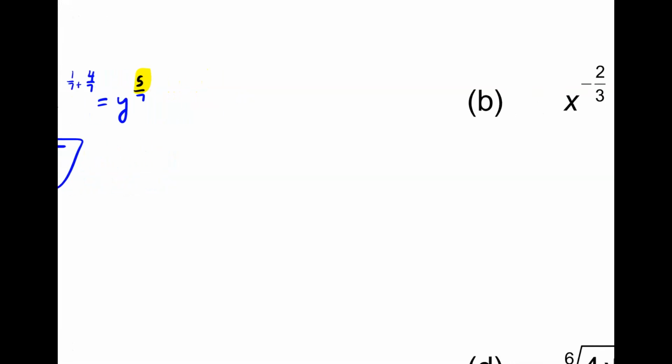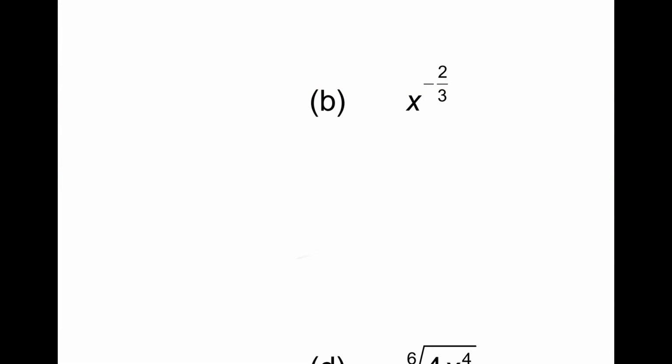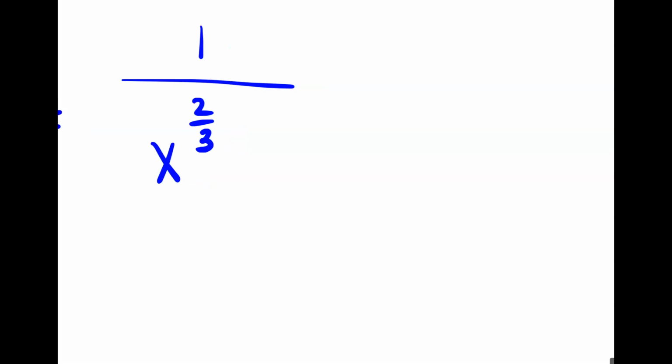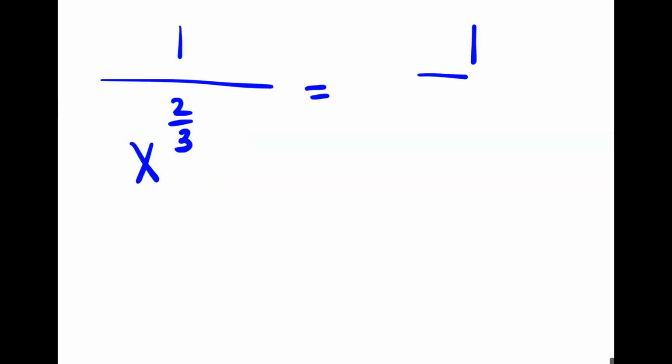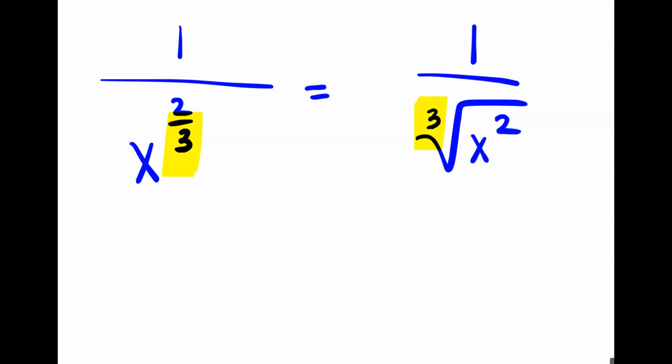All right, let's try B. So we're trying to simplify this. First, ooh, I got a negative exponent. What do I need to do? Put it under 1. Okay, so now I have x to the 2/3. How do I rewrite this? 1 over the cube root of x squared. Right, the bottom always goes out front. The top stays under the radical.